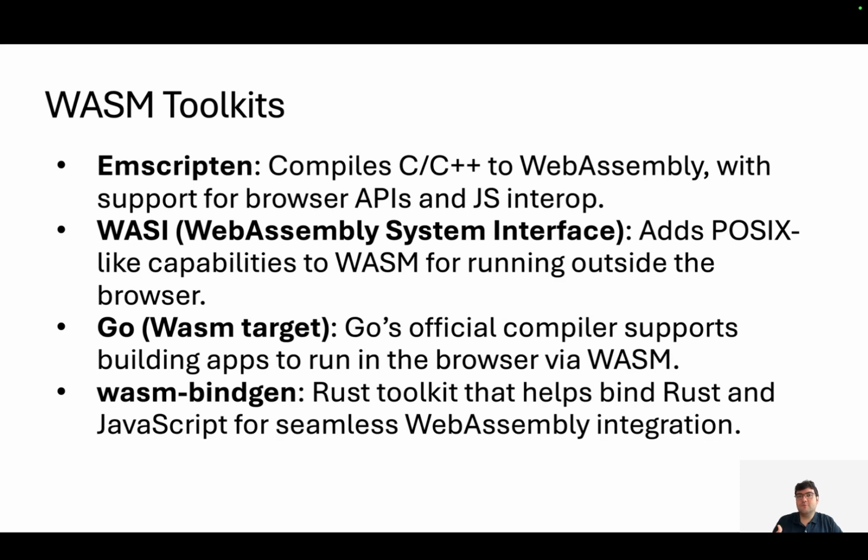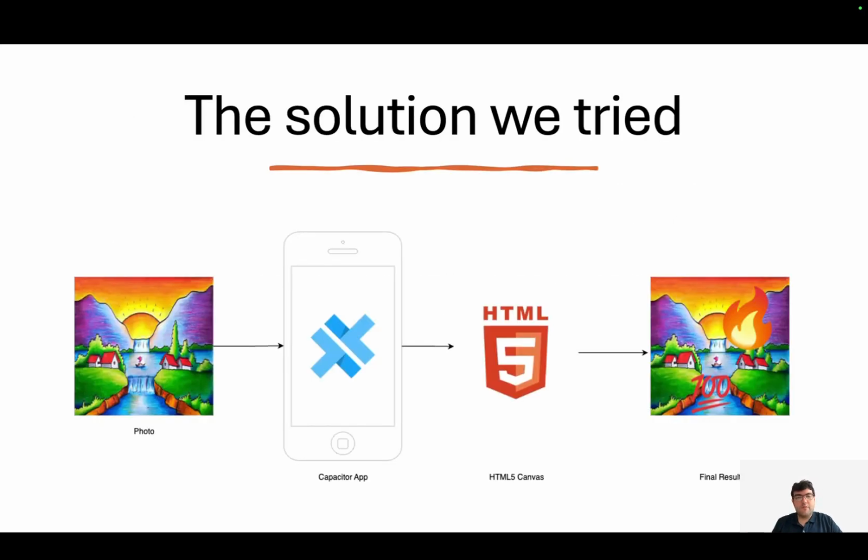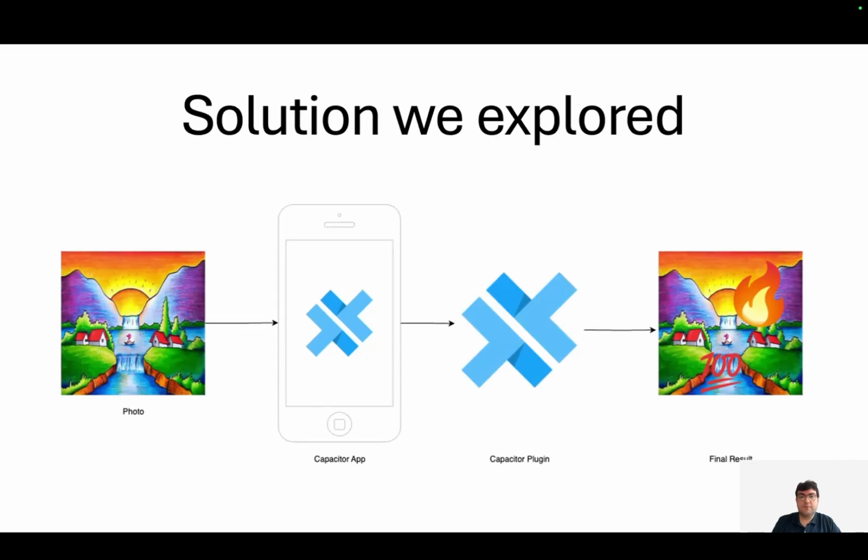To this application, we wanted to add a sticker system for the share feature. Initially, the solution we went with was: you have the photo, you have your Capacitor application, you render the photo with the HTML canvas, and you have your results. This worked well until it didn't, because as it turns out, having multiple complex shapes on the HTML canvas was not really performant.